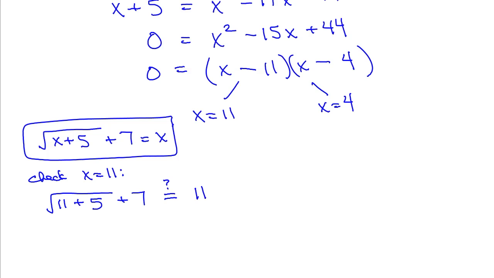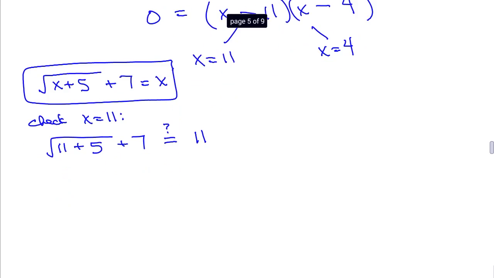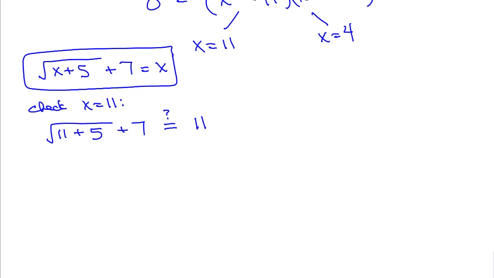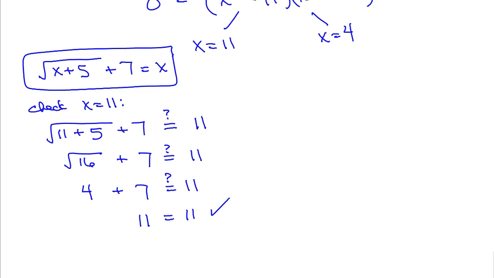And then we just verify that the left side simplifies and the right side simplifies, and they both simplify to the same thing. On the left side, 11 plus 5 is 16, so we have square root of 16 plus 7 might be equal to 11. The square root of 16 is 4 plus 7. That might be equal to 11. And in fact, 4 and 7 is 11. That one checks out. So therefore, x equals 11 works.